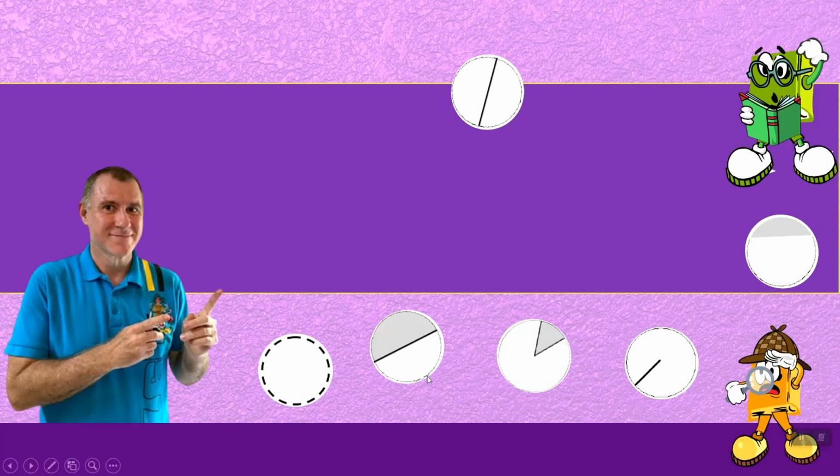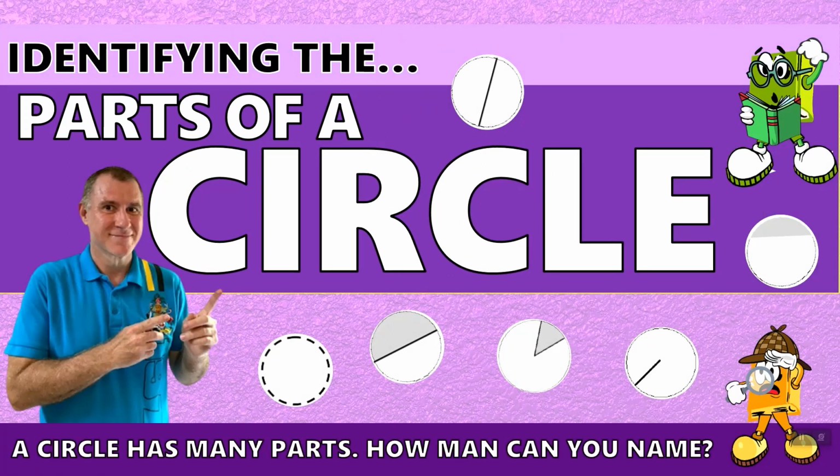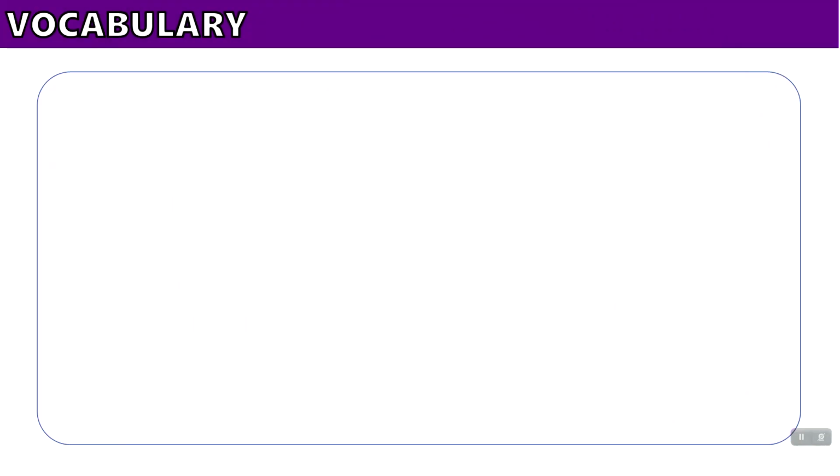In today's video, we will look at identifying the parts of a circle. A circle has many parts. How many of them can you name? Let's look at some vocabulary when it comes to the parts of a circle.